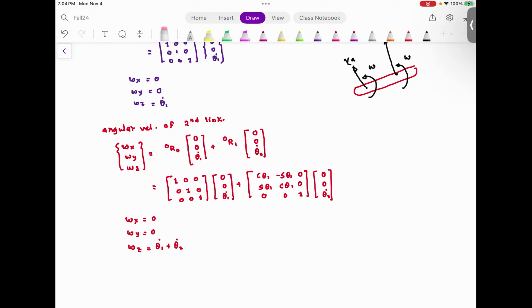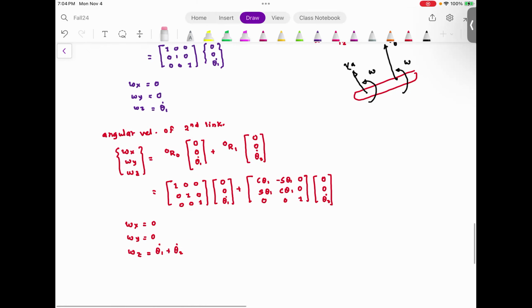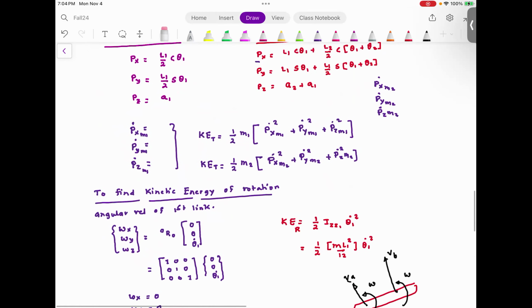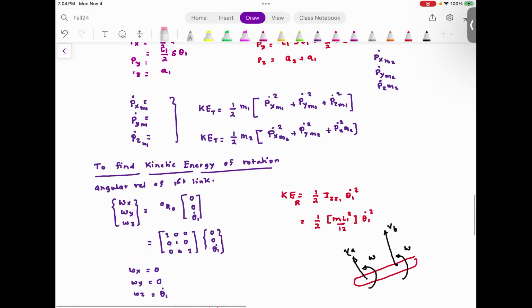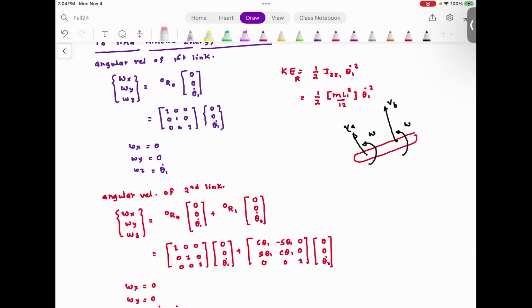Theta 1 dot plus theta 2 dot. That is the total angular velocity of link 2. Think about it like this: if the angular velocity of link 1 is 0, the angular velocity of link 2 is just theta 2 dot. But since the angular velocity of link 1 is theta 1 dot and the angular velocity of link 2 relative to it is theta 2 dot, the total angular velocity of link 2 is theta 1 dot plus theta 2 dot.